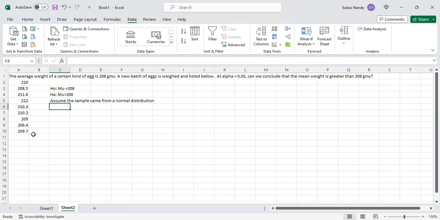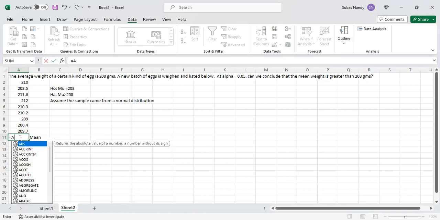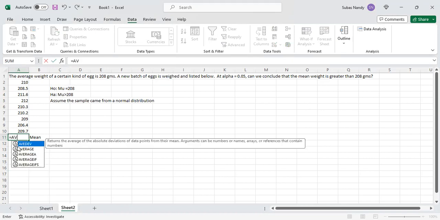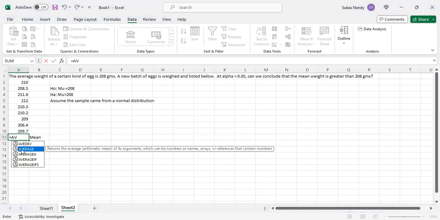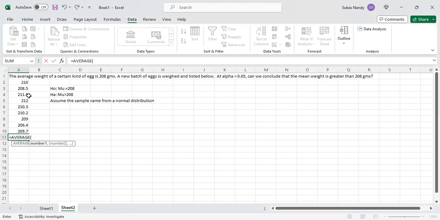Okay, so the first thing we will calculate is the sample mean. So mean in cell A11 is equal to AVERAGE, the function we are looking for. You type AVERAGE and it opens up, and then you highlight from A2 to A10. Okay, and the mean is 209.744.